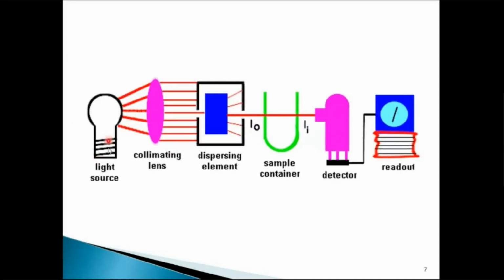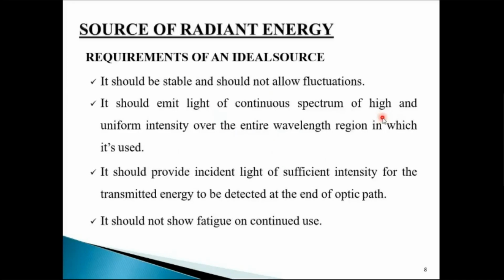We are starting with the light source, then we have the collimating system, then the dispersing element, which is nothing but your monochromator. From the monochromator, light passes through the sample container which has the sample. Then you have the detector. It goes to the readout system, where the signal is amplified and converted into a number which is recognized by humans. Okay, let's start with the source of the light.